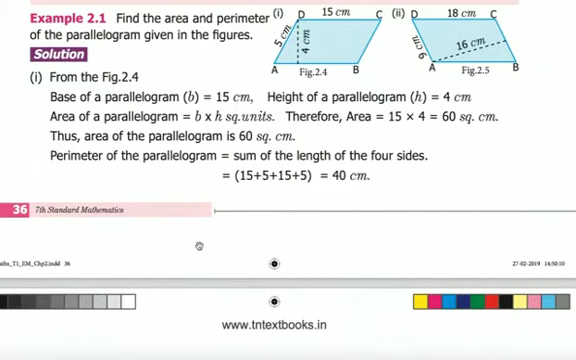Find the area and perimeter of the parallelogram given in the figure. Okay, let me tell the area quickly. 15 into 4, how much? 60. 60 square cm is the area of the parallelogram. What about perimeter? 15 plus 5 is how much? 20. 20 into 2 is how much? 40. So that is the perimeter of the parallelogram.